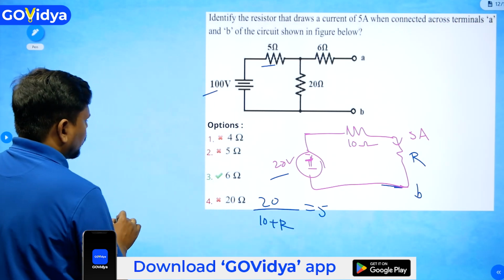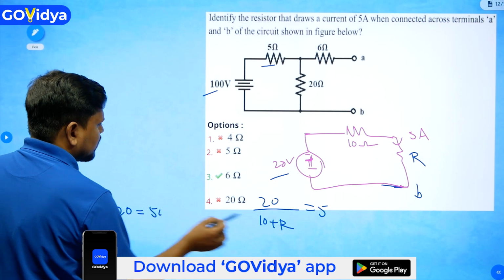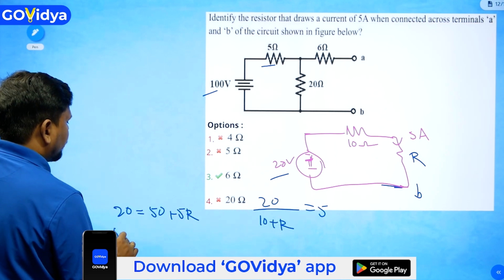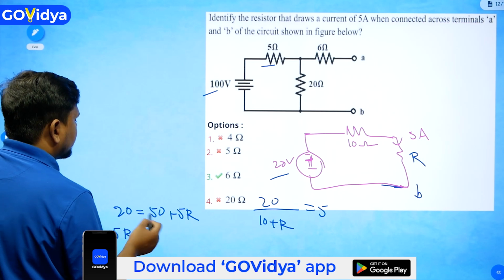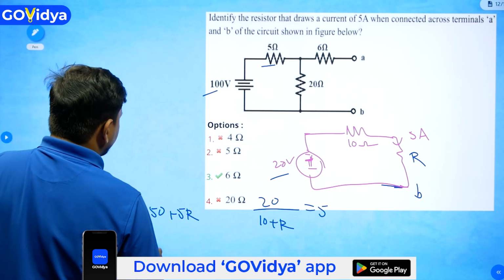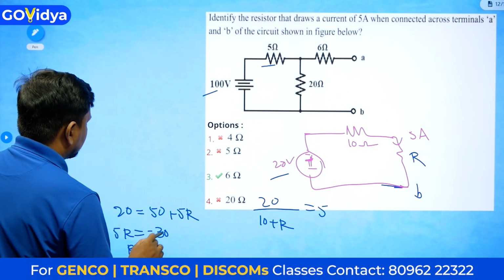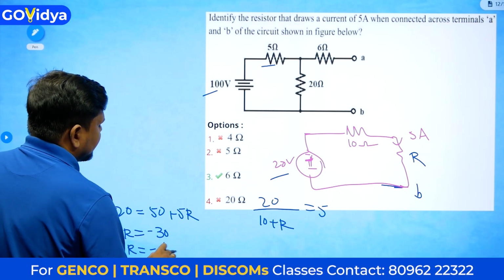So 20 equals 50 multiplied by 50 plus 5R. Then you can take it as 5R equals 20 minus 50, so 20 minus 50 means you will be getting minus 30. R equals minus 30 by 5, which is minus 6 ohms.